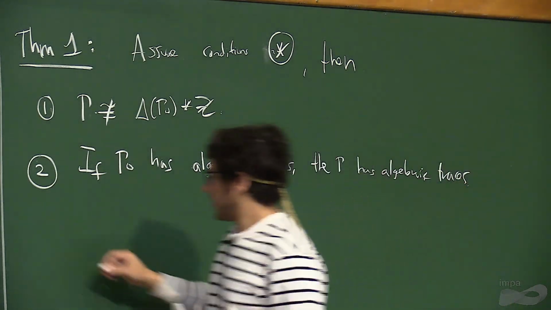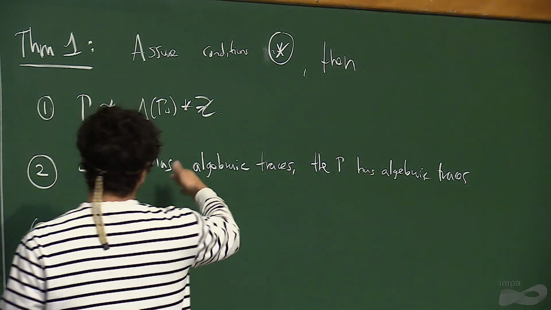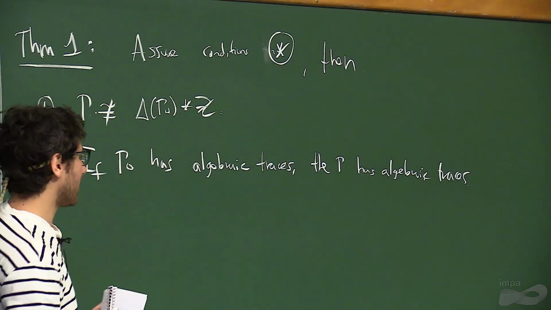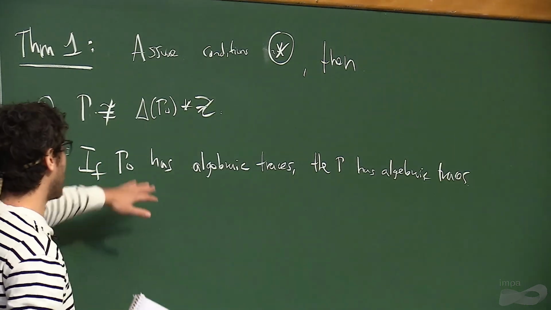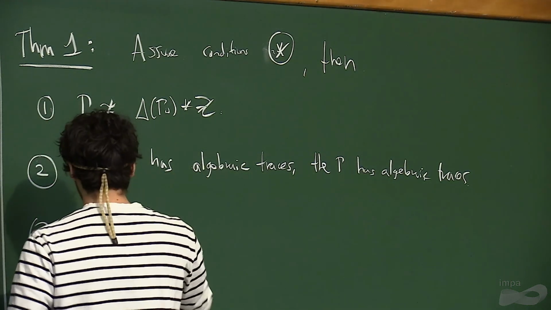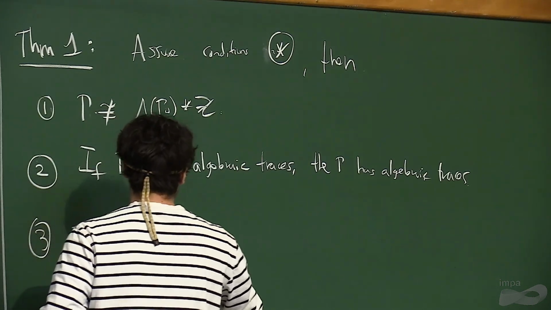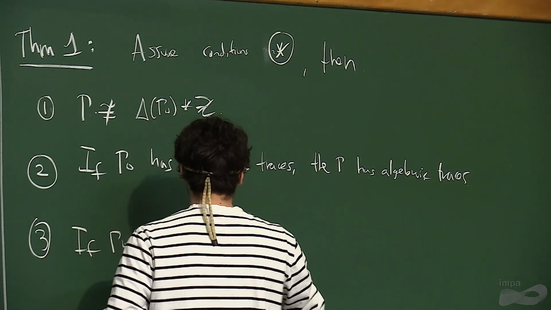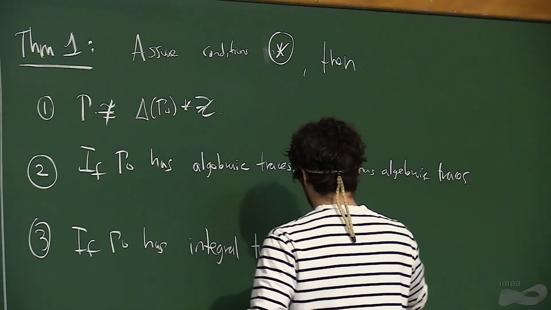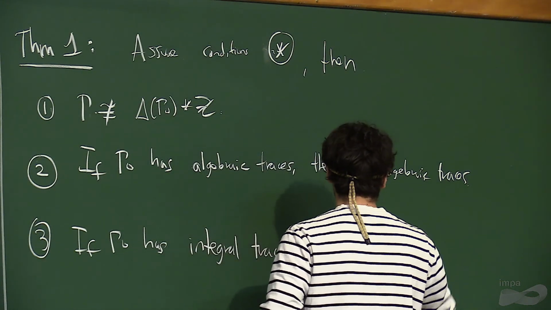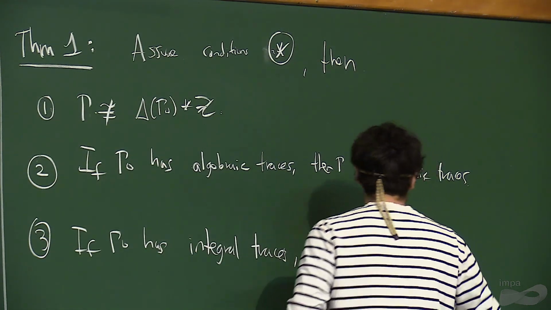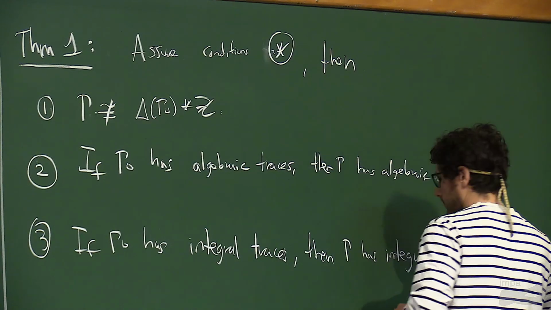And the other thing is that if the traces are not only algebraic numbers, but actually algebraic integers, so if gamma 0 has integral traces, then gamma has integral traces.